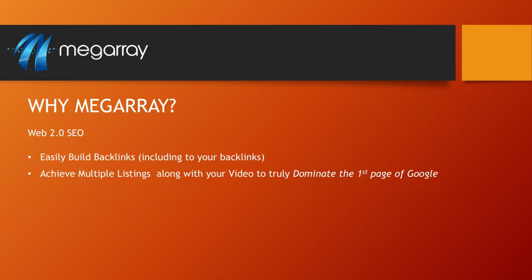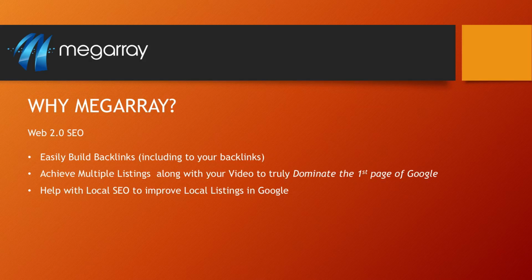In addition to building backlinks, what we found is that you can get multiple listings on the first page using Web 2.0 SEO. So, we showed you in the beginning how you're able to publish a video, and we're going to show you those results here in a second. But using that video as the beginning and then using the Web 2.0 SEO as your second step, a lot of times you can get multiple listings on the home page. We're going to show you some results with that.